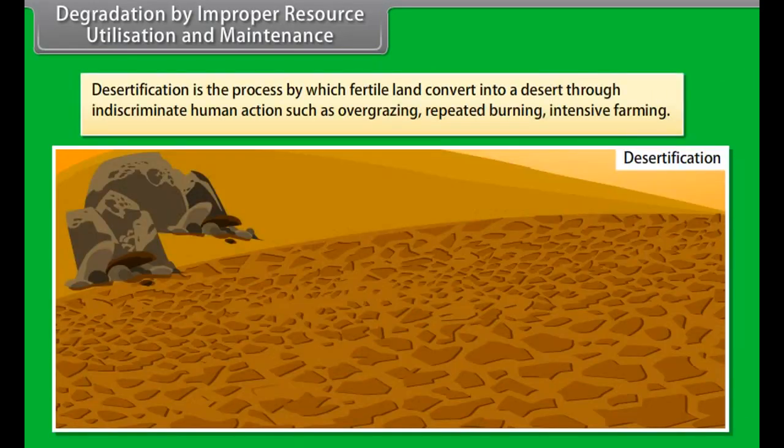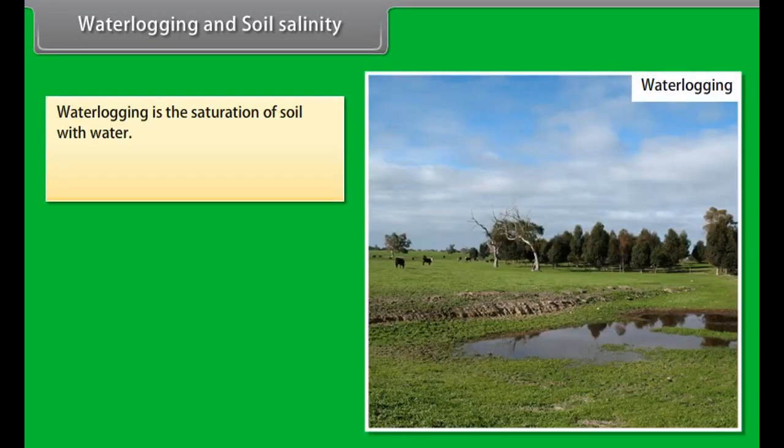Desertification is the process by which fertile land converts into a desert through indiscriminate human action such as overgrazing, repeated burning, intensive farming, waterlogging, and soil salinity. Waterlogging is the saturation of soil with water. Waterlogging leads to the process of salinization.